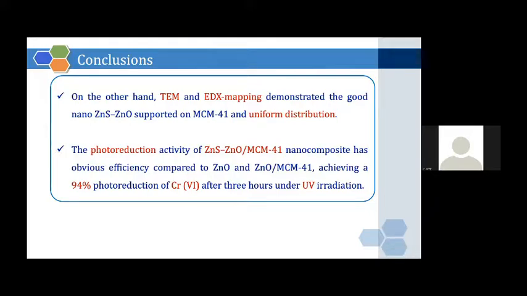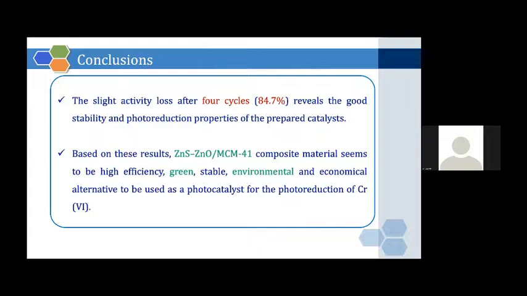and the uniform distribution. The photoreduction activity of zinc sulfide zinc oxide MCM nanocomposite has obvious efficiency compared to zinc oxide alone and zinc oxide MCM, achieving about 94% photoreduction of hexavalent chromium after 3 hours under UV irradiation. The slight activity loss after 4 cycles, while the efficiency is still up to 84.7%, reveals the good stability and photoreduction properties of the prepared catalyst.